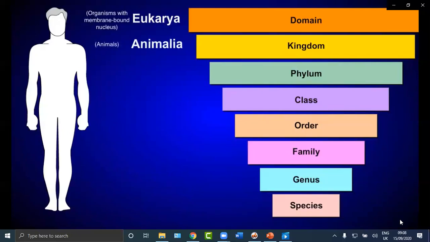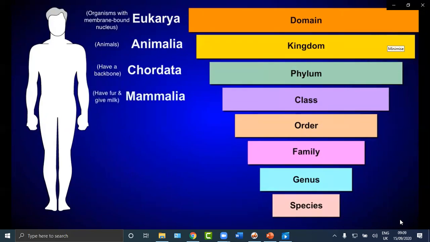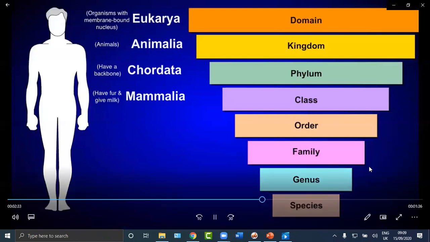Within each kingdom, organisms are further divided into phyla. Humans fall into the phylum Chordata, along with dogs, fish, monkeys, and birds. These are all organisms that have a backbone. Within each phylum, organisms are grouped into classes. Humans belong to the class Mammalia, or mammals. These are organisms that have fur and produce milk. This class still includes dogs and monkeys, but excludes fish and birds.